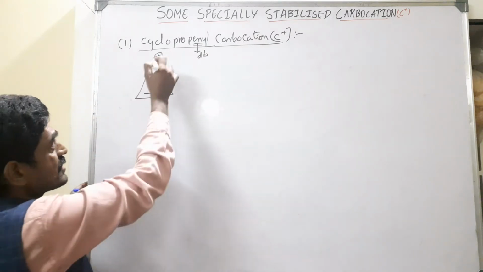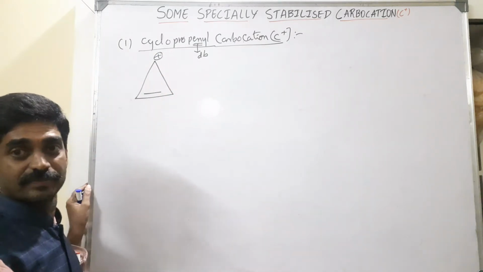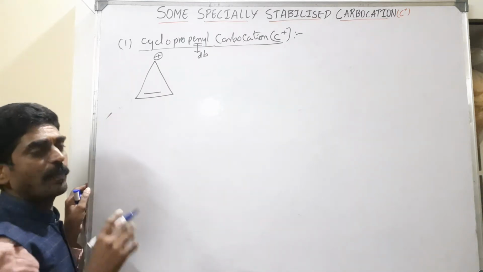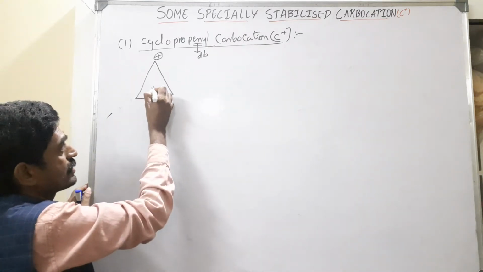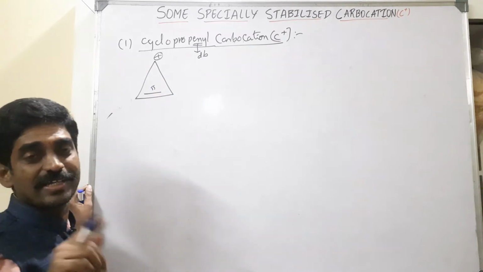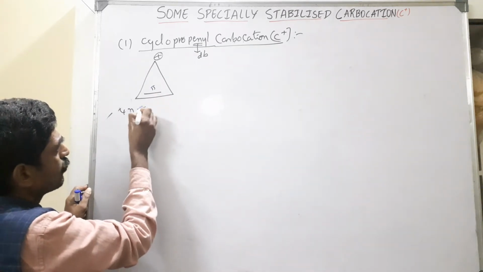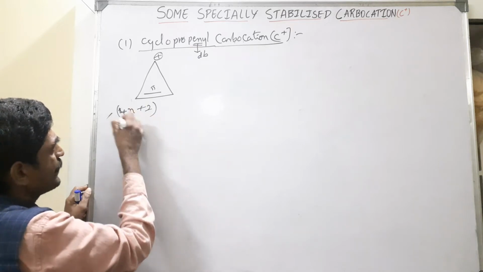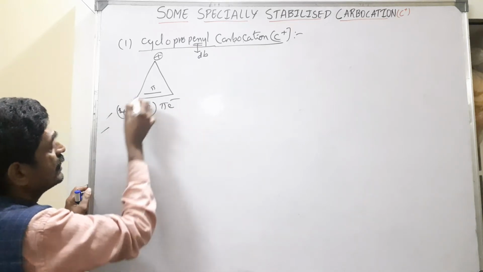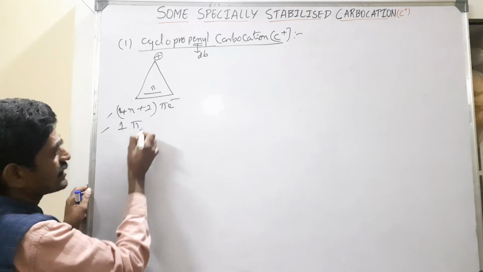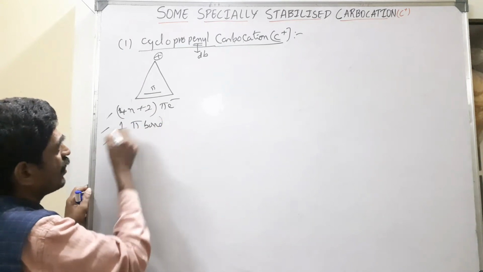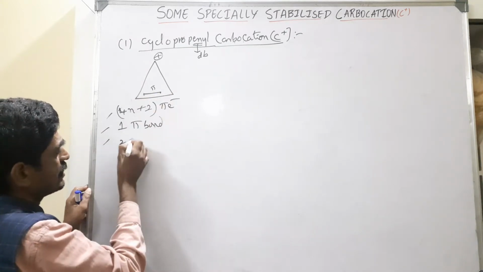This carbon carrying positive charge is unstable. The stability you have to explain by applying the delocalization of pi bond electrons. First of all, you have to check whether it is aromatic or not. So you have to apply Huckel's rule, that is the 4n plus 2 pi electrons rule. Here how many pi bonds are there? 1 pi bond is there. If 1 pi bond is present, how many pi electrons? That is 2 pi electrons.